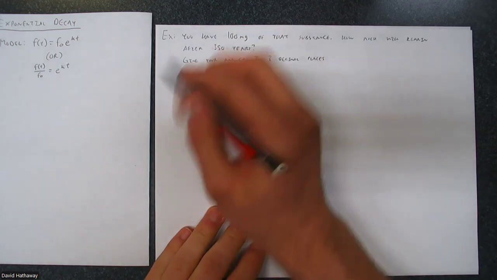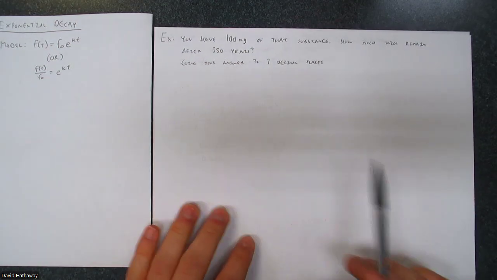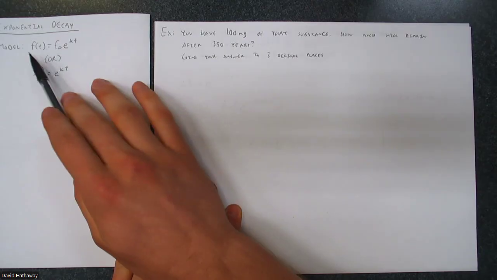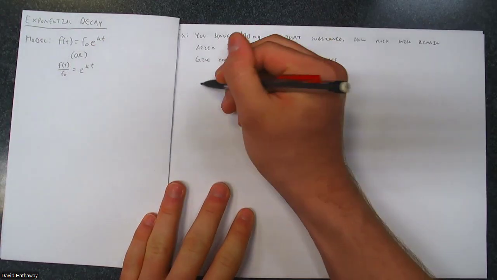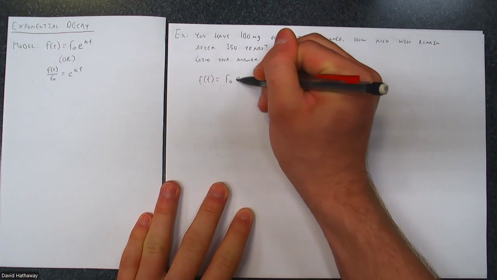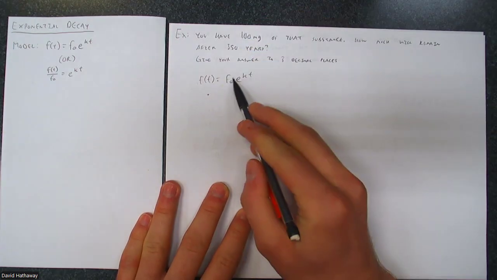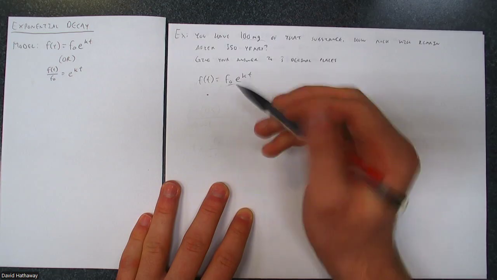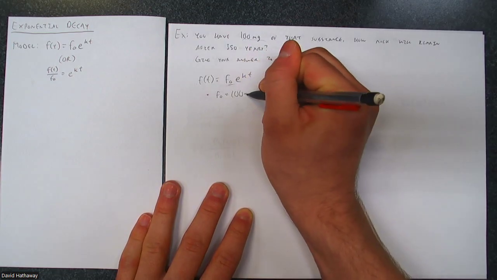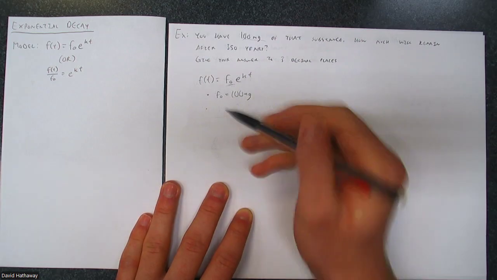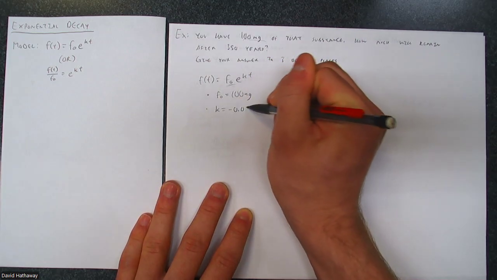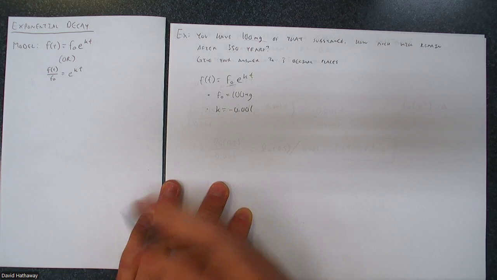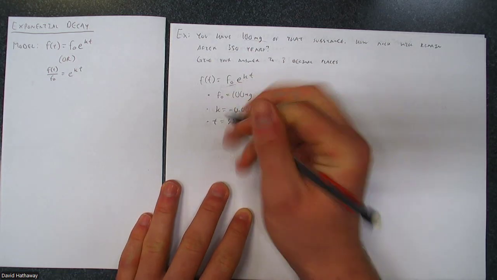Here, we don't want to use the fractional form because we're given an exact quantity here. So we want an exact quantity as our answer. So we're going to use this format for our model. F of t is equal to f naught e to the kt. What are each of these variables? We know f naught, that's our starting quantity, which is 100 milligrams. We know our k, that's from our previous problem, is negative 0.001. And we know our t, because we're looking at how much will remain after 350 years. So our t is 350.